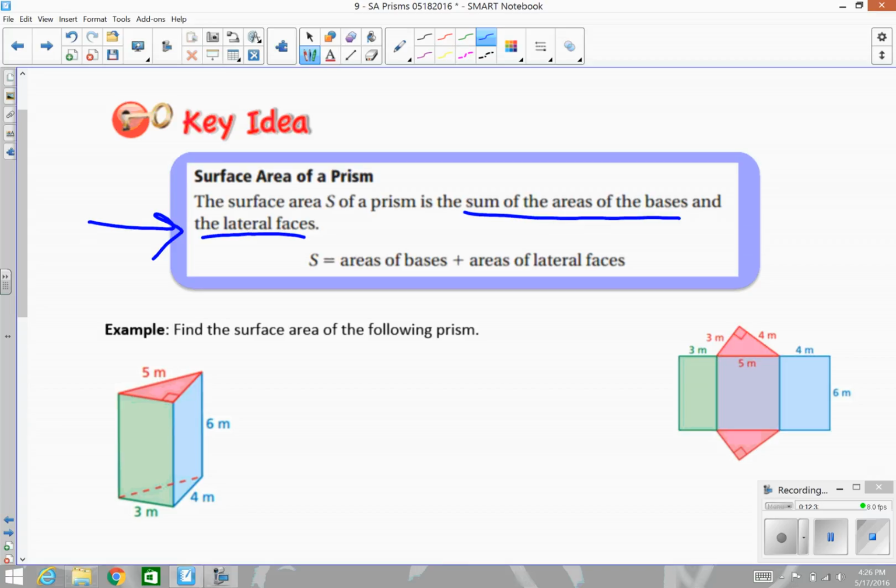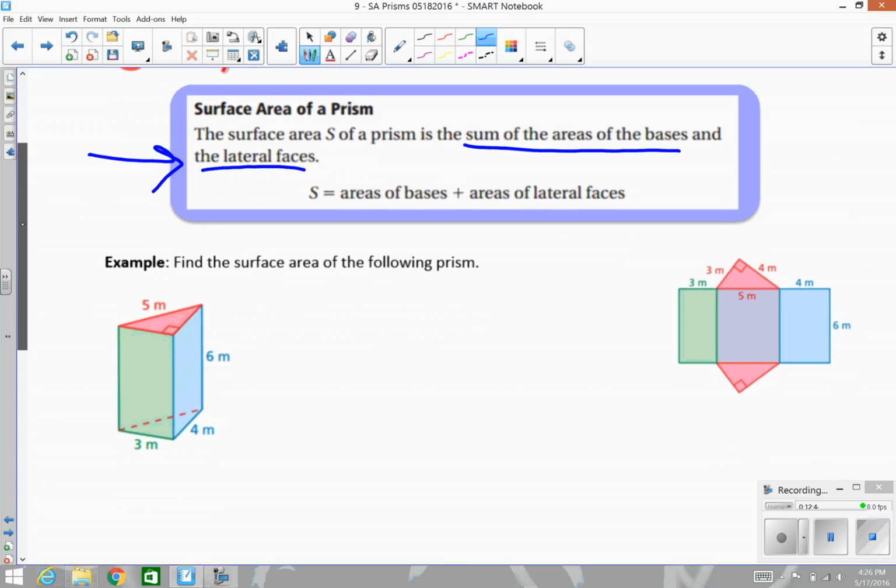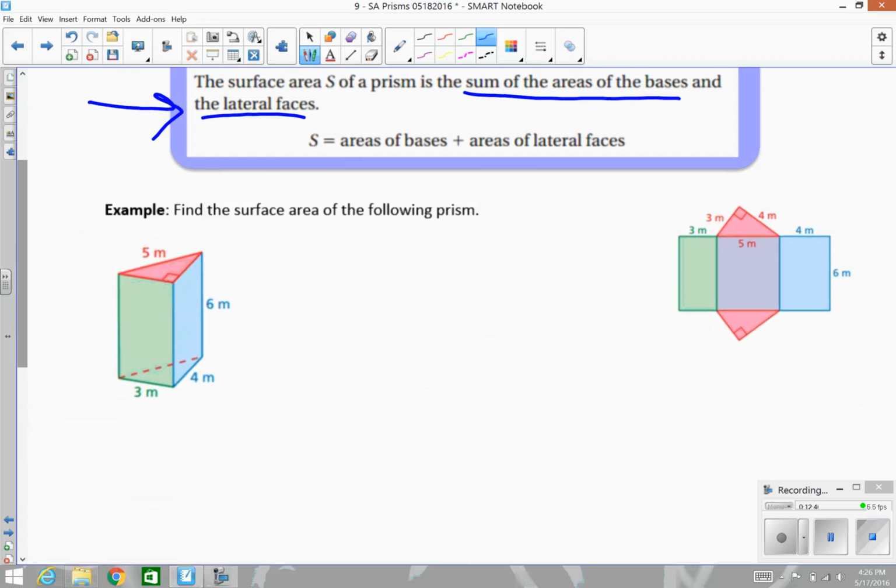I almost like to think of it as wrapping paper. If you wrapped up this prism, this box, this triangular prism, how much wrapping paper would you use to cover all the sides? You're finding the area of all the sides. There are formulas for surface area of a triangular prism, but to be honest with you, I think it's easier to break it down and find each side.